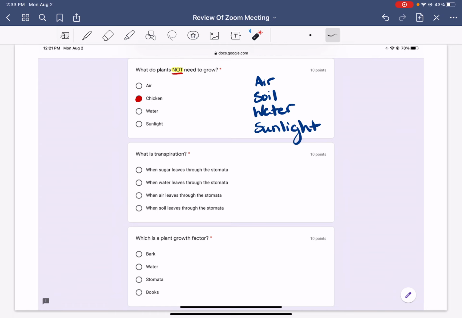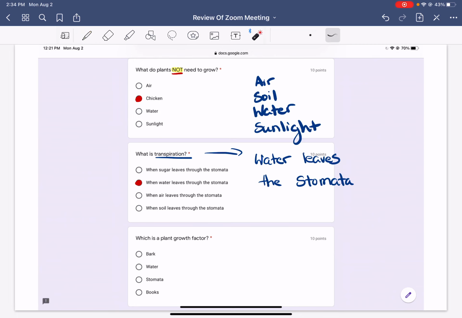Next, what is transpiration? Do you remember transpiration? Transpiration is when water leaves the stomata. So transpiration is when water leaves the stomata. So when sugar leaves through the stomata, when water leaves through the stomata, when air leaves through the stomata, when soil leaves through the stomata, water is the only correct choice.